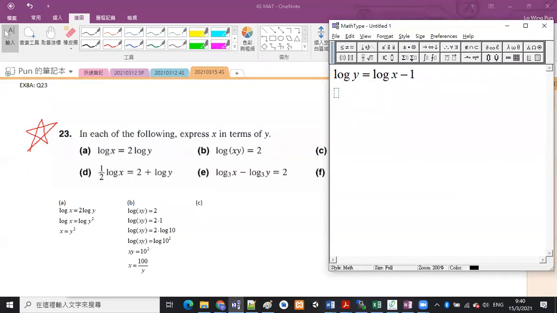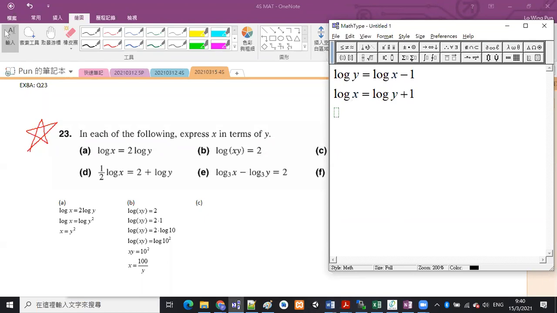So I want to make x to be the subject, but x is trapped inside the log again. You may do this first, making log x to be the subject first. So log x will be equal to log y plus 1, right? Adding the 1 to the left hand side and then swapping the sides. Okay, and log x is ready.